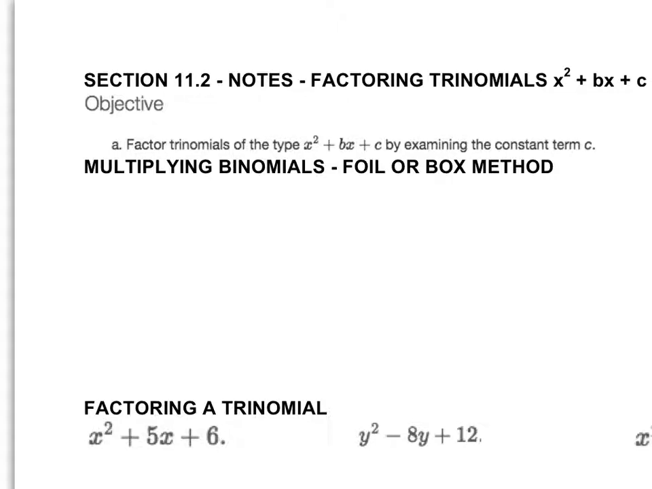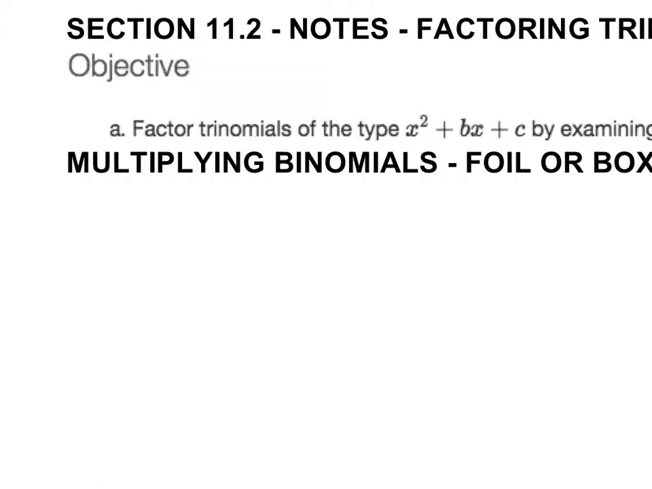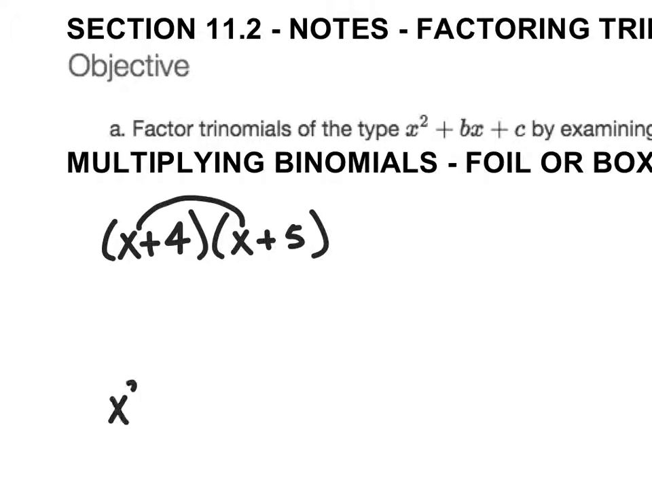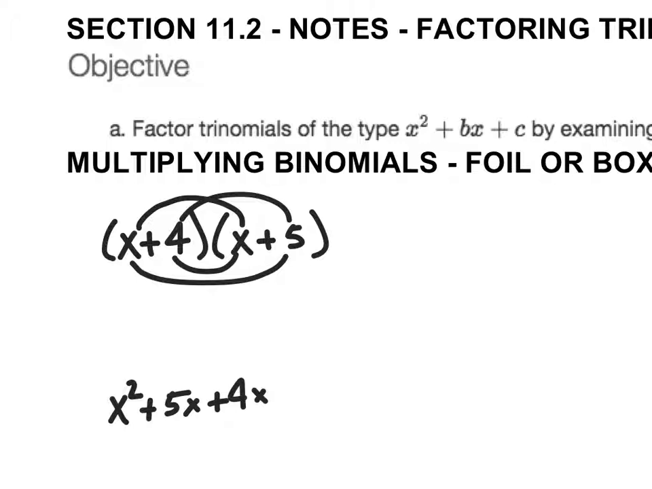Now, what we have to do is remember multiplying binomials using either the FOIL or box method. Let's think of a pretty easy one. Let's do, say, x plus 4 times x plus 5. When I multiply these out using the FOIL method, I do my first ones first, so I've got x squared. My outside ones, 5 times x is plus 5x. 4 times x is plus 4x. And then multiply this out. 4 times 5 gives me plus 20. So we end up getting x squared plus 9x plus 20.